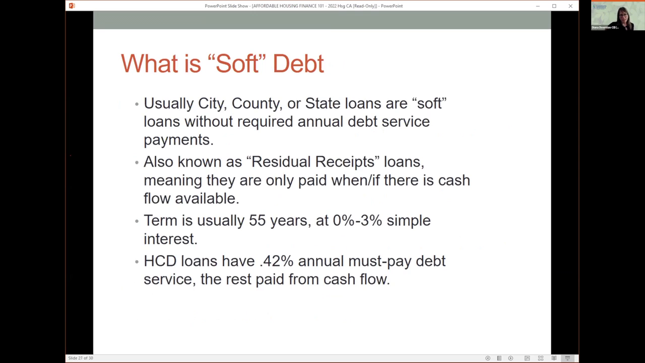So what does it mean when we say soft debt? Basically, that means that you're not required to pay a payment every year like you are with hard debt. So these are typically residual receipts. They're paid from cash flow only if there's cash flow actually available from the operations of your property to repay those loans. Usually they're 55-year loans, and they have low 0 to 3% interest rates.